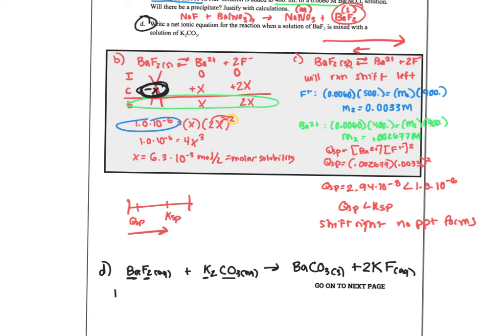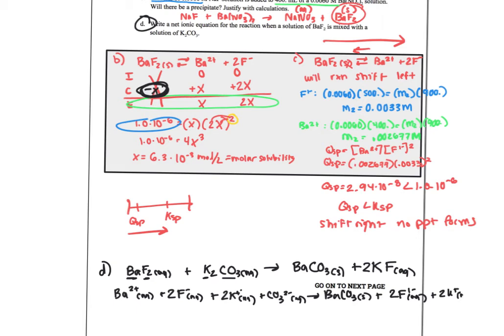So then if we do my full ion equation, Ba2+ aqueous plus 2F- aqueous. We only break apart aqueous things, strong acids, strong bases. 2K+ aqueous plus CO3 2- aqueous makes, we leave the solid all together, don't touch it, and then we break this one apart. 2F- plus 2K+ aqueous.